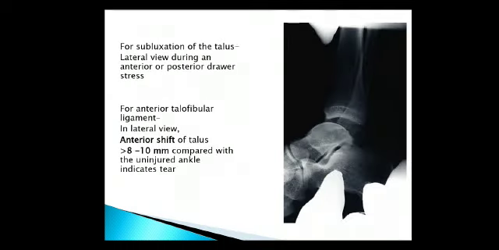And for subluxation in the lateral view, that is the subluxation of the talus, a lateral view of the ankle is taken, and any anterior shift of the talus is noted. If it is more than 8 to 10 mm compared to the uninjured ankle, that indicates a ligamentous injury.